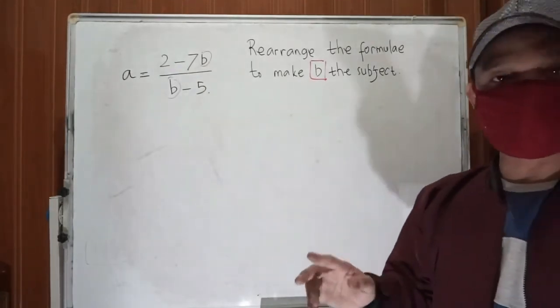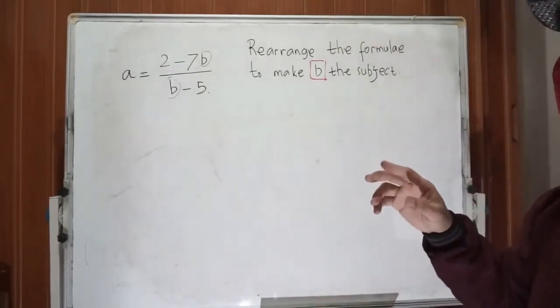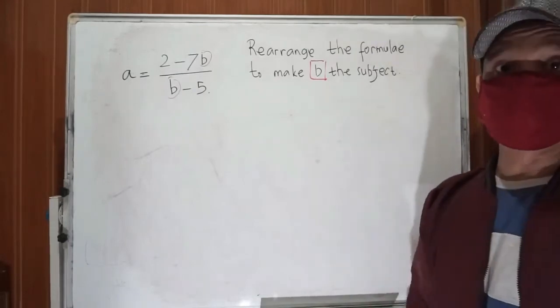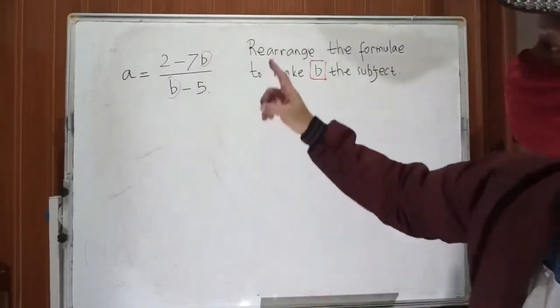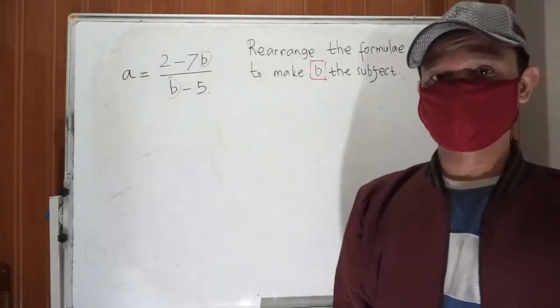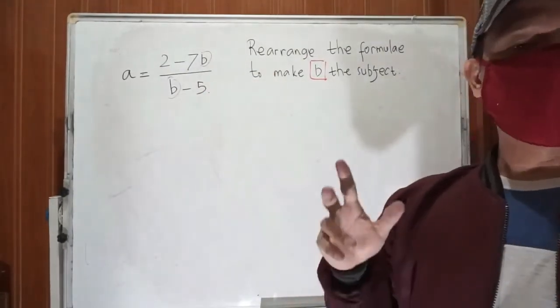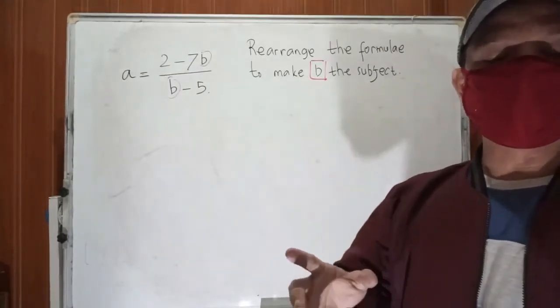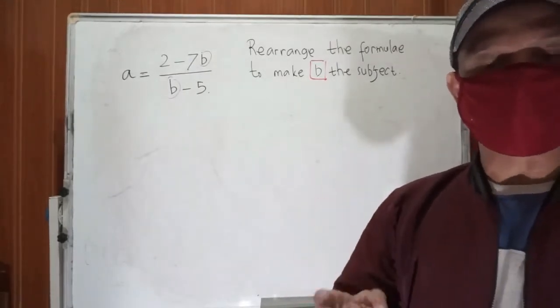The first step is classify all the items of B variables. But we found a fraction. Once again, we found a fraction. When you find a fraction, the first step that we have to do is cross multiply.